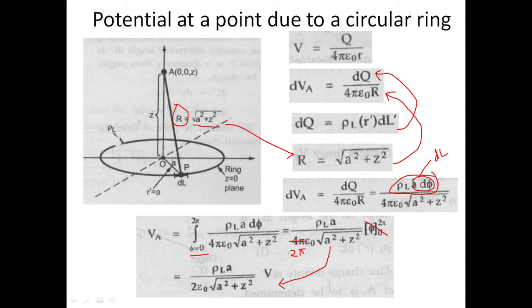So this is the potential at point A due to the circular ring placed at the perpendicular height of Z, and with the radius of A. So rho L into A divided by 2 epsilon naught root of A square plus Z square. So this is the derivation for potential at a point due to a charged circular ring, right? I hope it is clear.